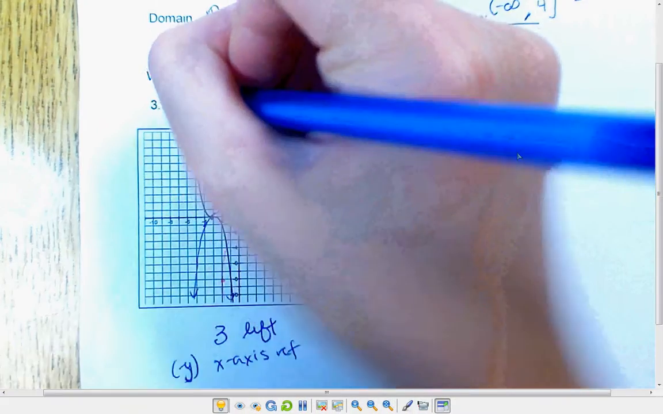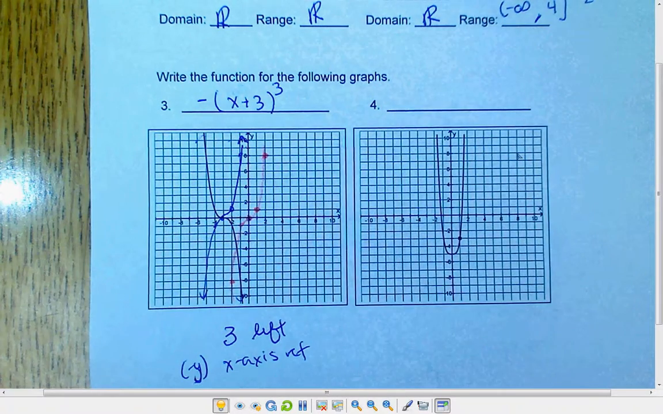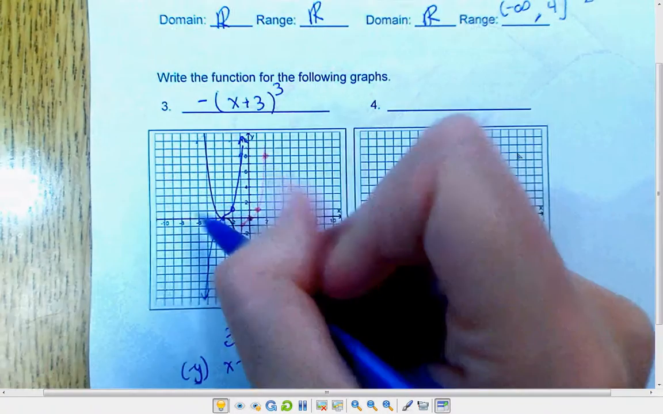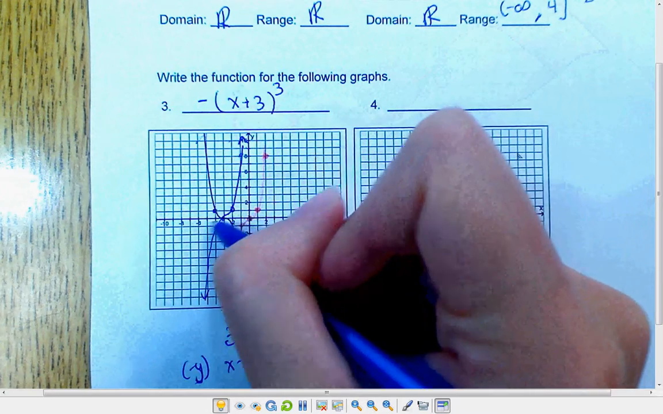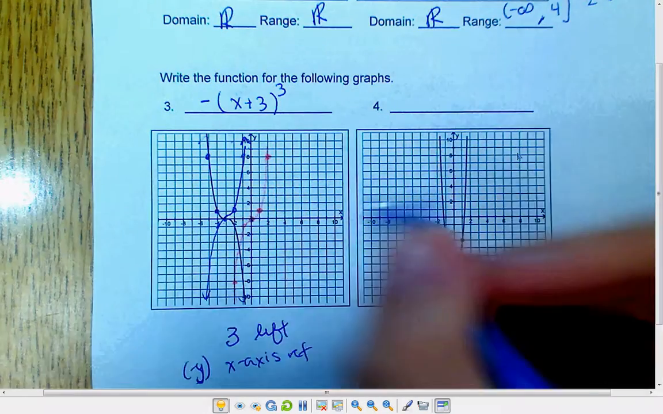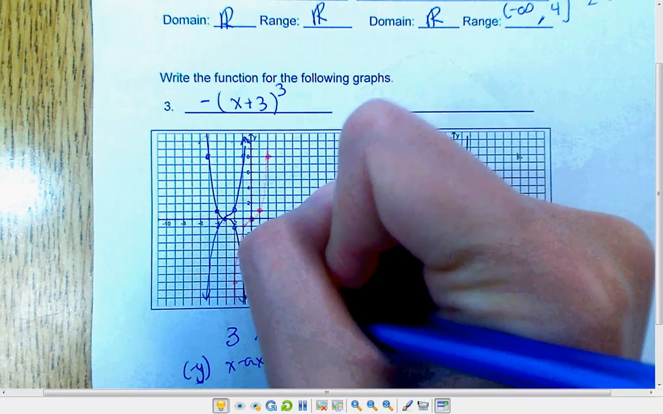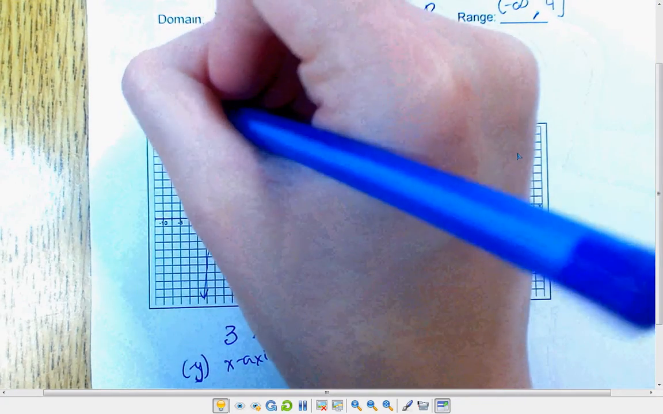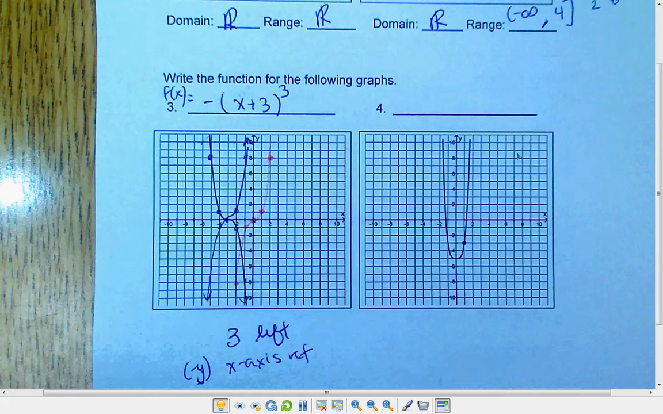We could put a negative outside of my equation. And that's all that's happened over here, because if I flip it, this is now 1, 1, 2, 8. Everything else looks the same. 1, 1, 2, 8. So this is my function right here: negative x plus 3 to the third power.